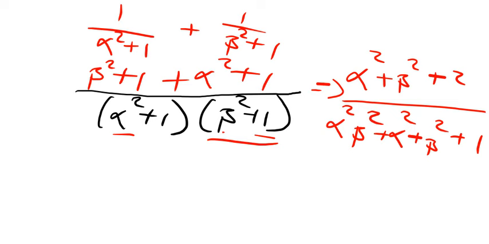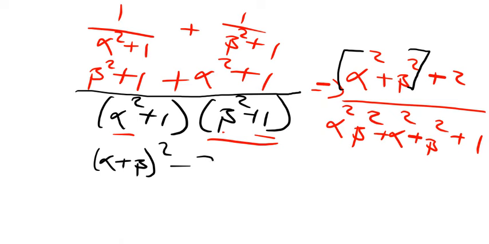So we can now go back to alpha squared. If you look at this part, what did we say? That is equivalent to what? To alpha plus beta squared minus 2 alpha beta. So we have a 2 plus 2 over what?